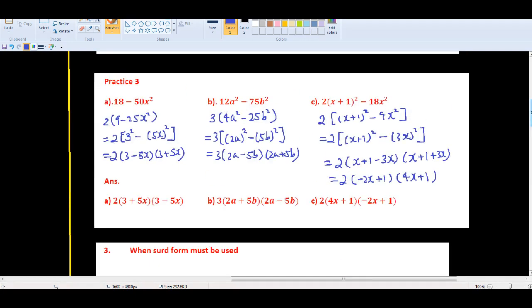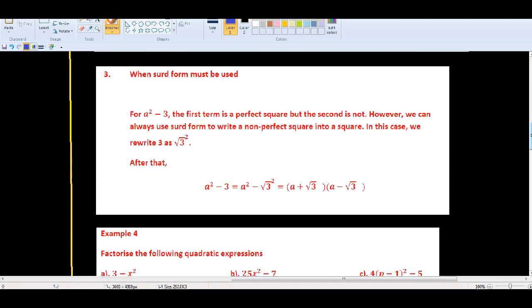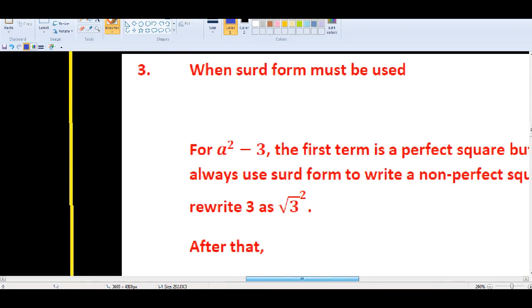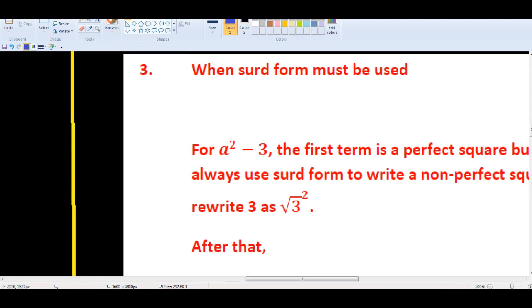So let's see the last thing we're going to study. Sometimes it's impossible to write something into a square. For this one, let's zoom in. So you see that's a squared minus 3. a squared is a square number, and 3 is not a square number, right? So the problem is, if 3 is not a square number, can we take out a common factor? No, there's no common factor between a squared and 3.